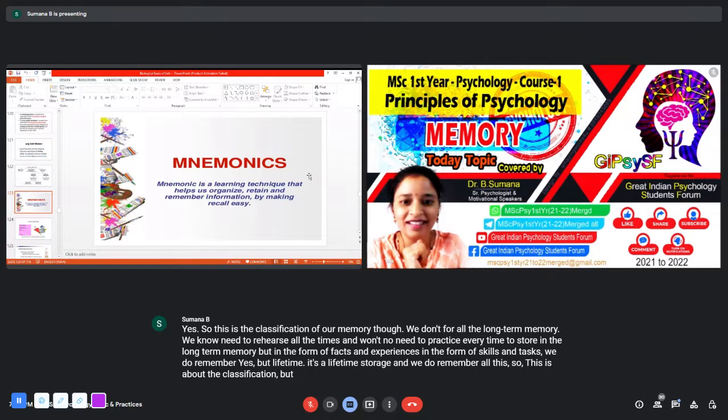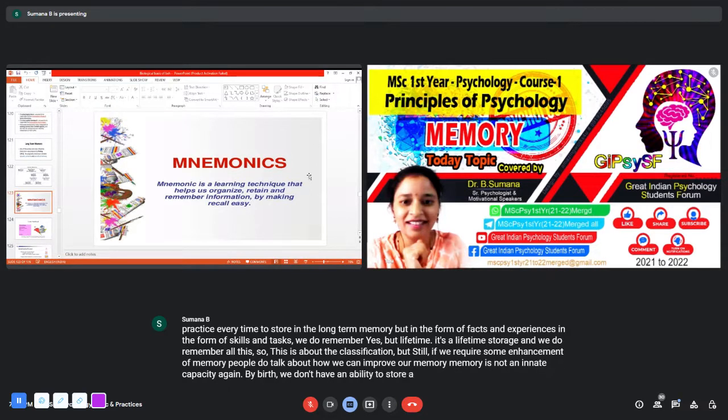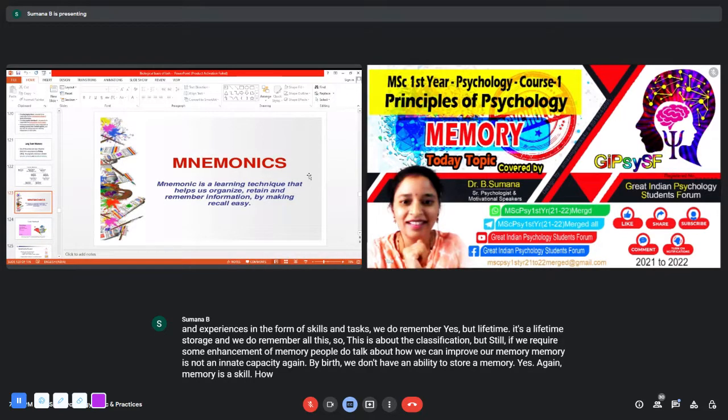But still, if we require some enhancement of memory, people do talk about how we can improve our memory. Memory is not an innate capacity. By birth, we don't have an ability to store a memory. Again, memory is a skill, how well you can memorize things.